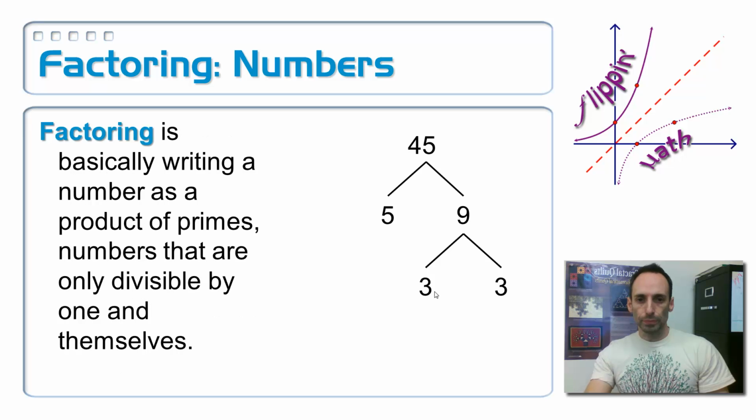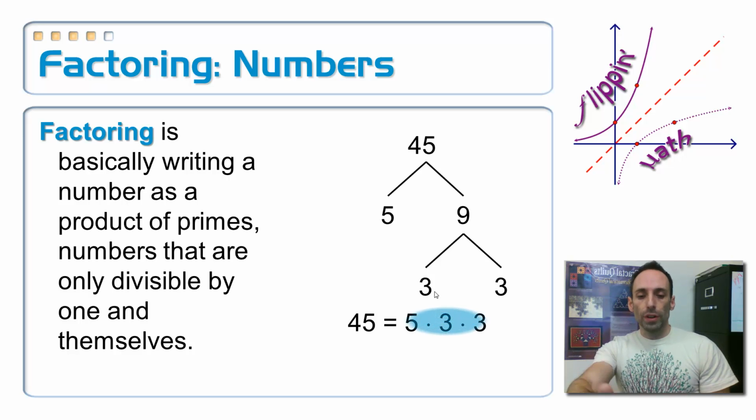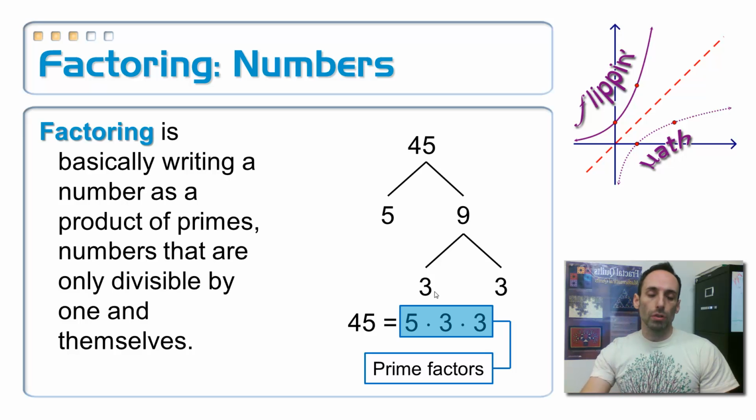Okay, take any composite number, break it down into its prime factors, and that's what you're doing whenever you are factoring a number. You're trying to break it down as a product of primes. Okay, so this 45 can be written as 5 times 3 times 3, or sometimes written as 5 times 3 squared. Those are its prime factors.